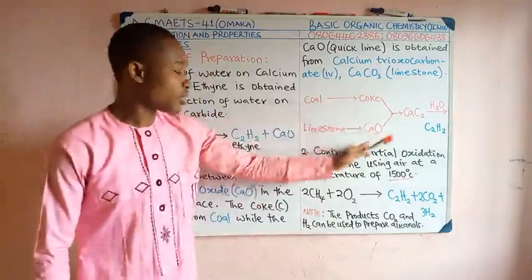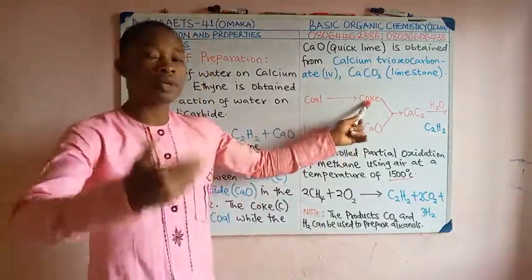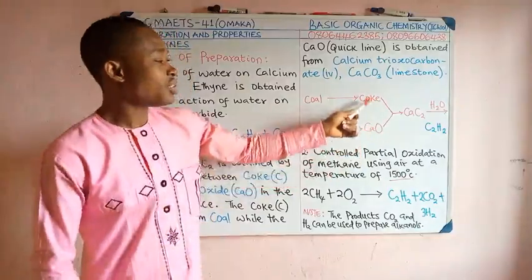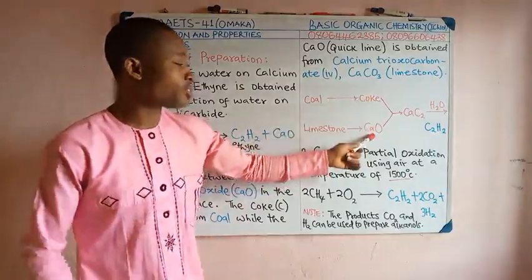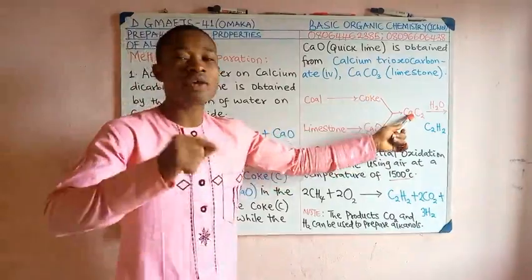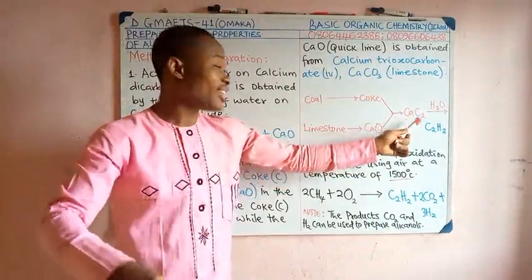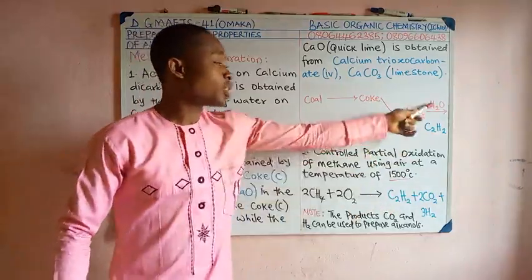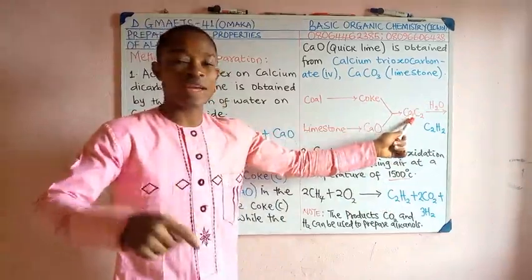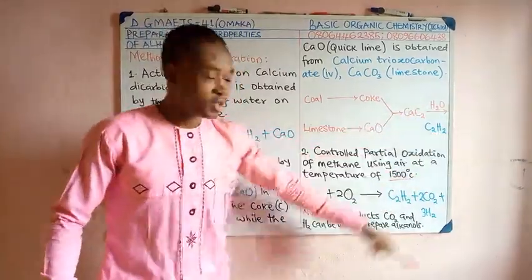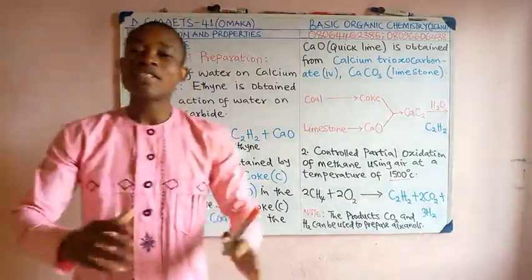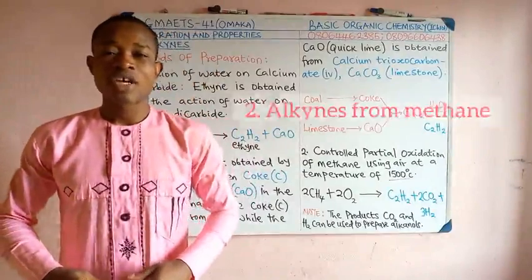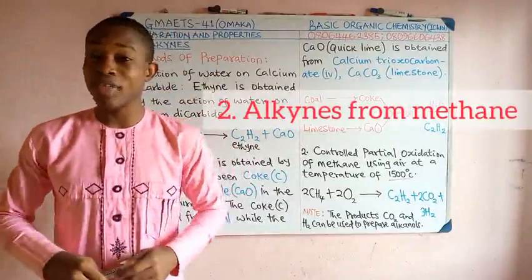So this is the scheme here. You can see that coal produces coke. Limestone produces calcium oxide. Now in the electric furnace, this coke and calcium oxide will react to give us what? Calcium dicarbide. So you can answer how we got the calcium dicarbide from coke and calcium oxide. Then water will now act on this calcium dicarbide to give us our product, ethyne. Let us now look at the second method of preparing alkynes, which is the controlled partial oxidation of methane.